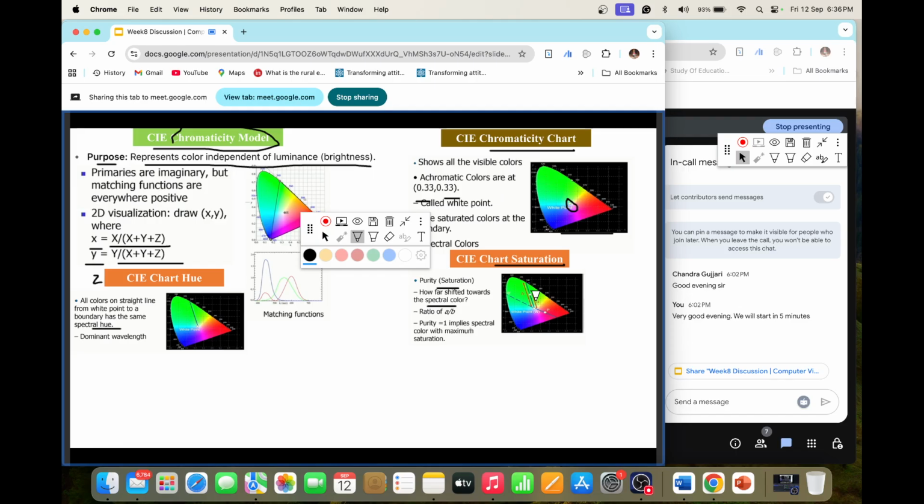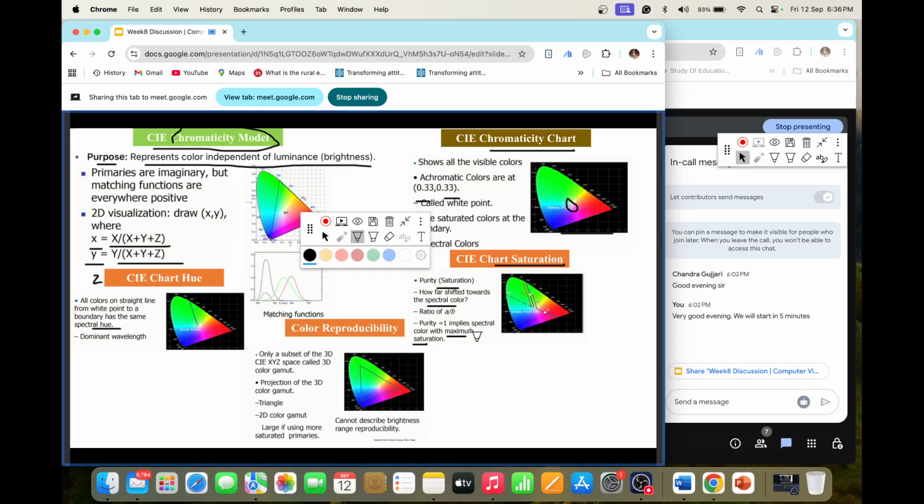So if the ratio of A equals B and the ratio is 1, it implies the spectral color with maximum saturation. So this is the CIE chart of saturation, and we have this color reproducibility. Color reproducibility is this whole chart, but if we take a subset of this whole chart, that is known as color gamut. Only a subset of the 3D CIE XYZ space is called the 3D color gamut.